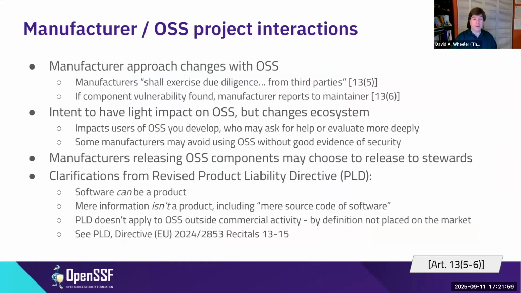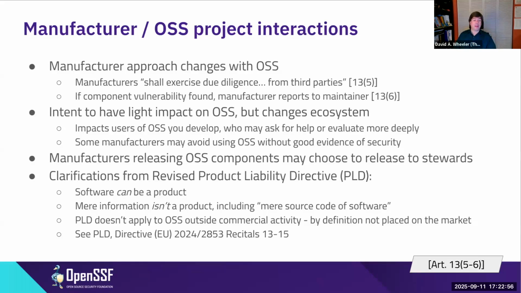All right. Now, this new definition and the changes when the final CRA came out mean that it's not as impactful on open source software as the drafts were, but it does still change the relationship between manufacturers and open source software. In particular, as I'll discuss in a moment, manufacturers are required to exercise due diligence whenever they bring in third parties. That doesn't mean they can't use open source software. They absolutely can, but they've got to evaluate it and do due diligence, not just download it because it has a nice name. If a component vulnerability has been found in it, the manufacturer has to report it to the maintainer. The overall goal of the CRA is to have a light impact on open source software, but it does change the ecosystem simply because of the impacts of this new law.